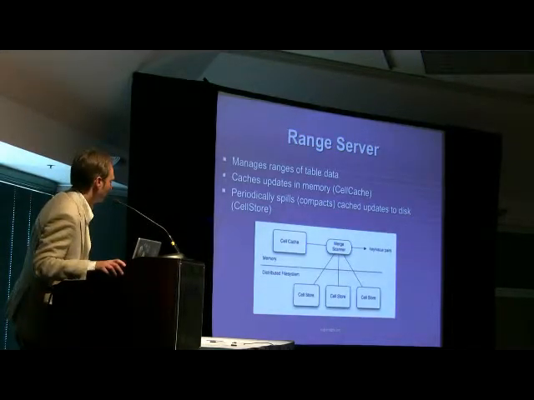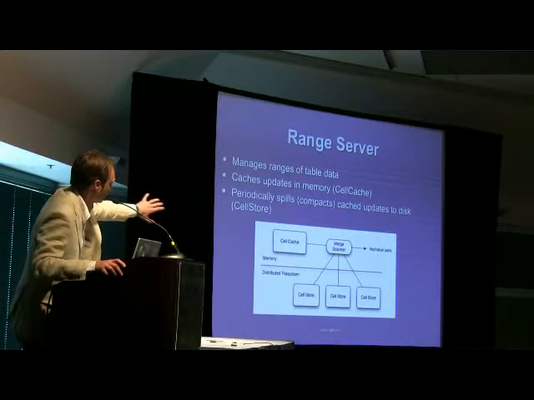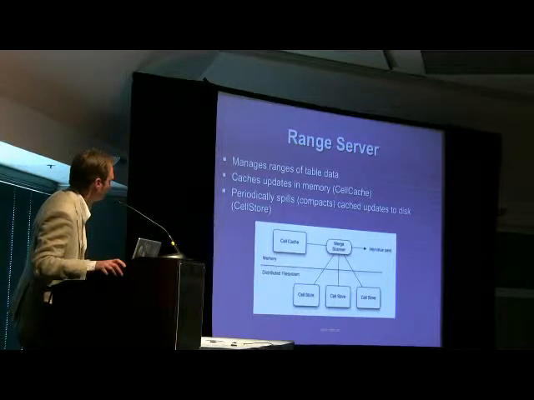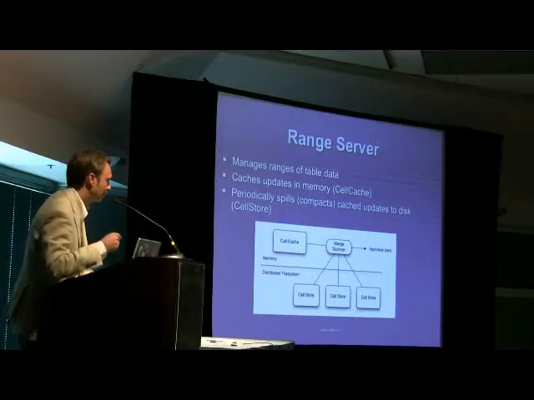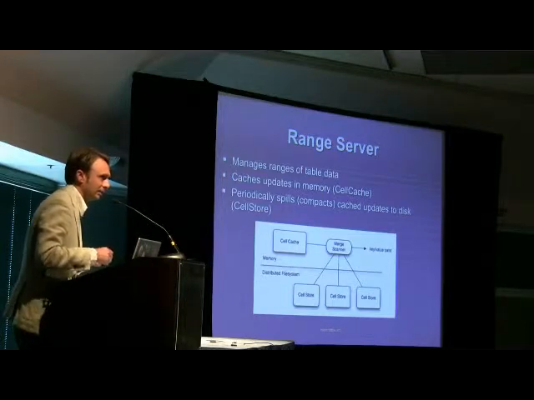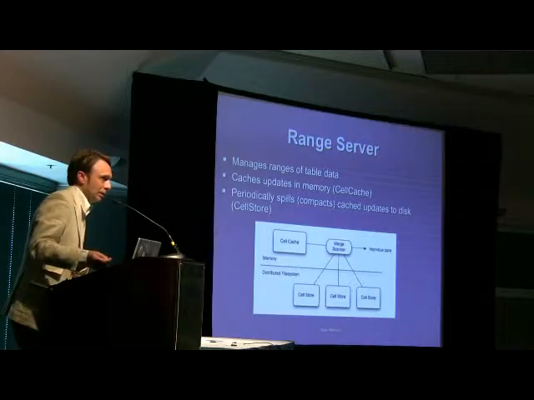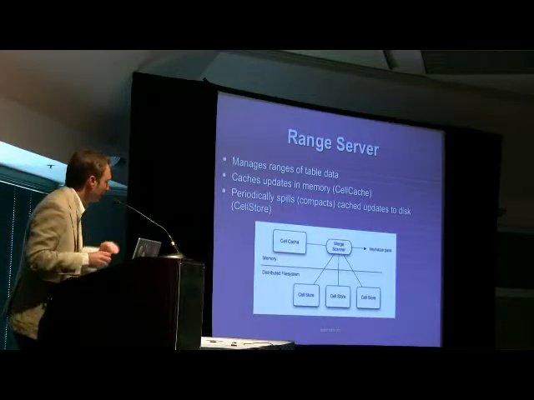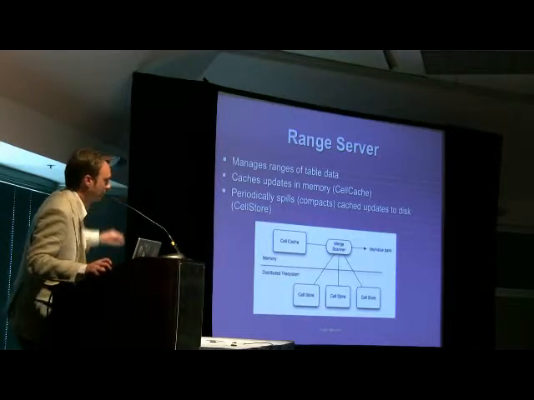Okay, so this is sort of a graphic that describes the range server and how scans happen. First, with the updates. When an update comes into the range server, the first thing it does is write the update to a commit log in the distributed file system, and then it updates this in-memory data structure that we call the cell cache.